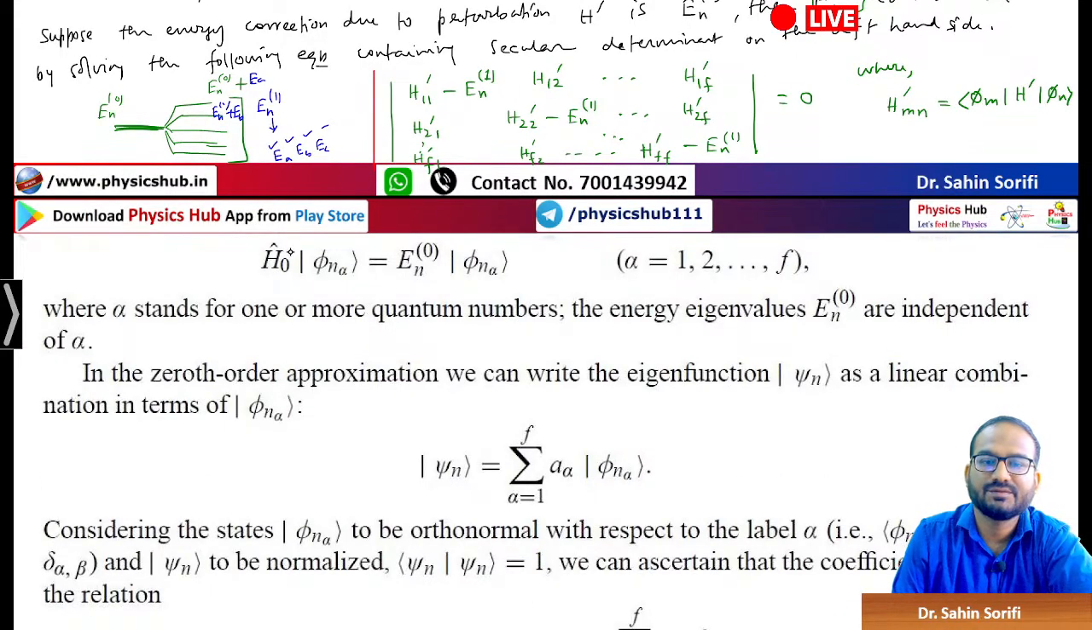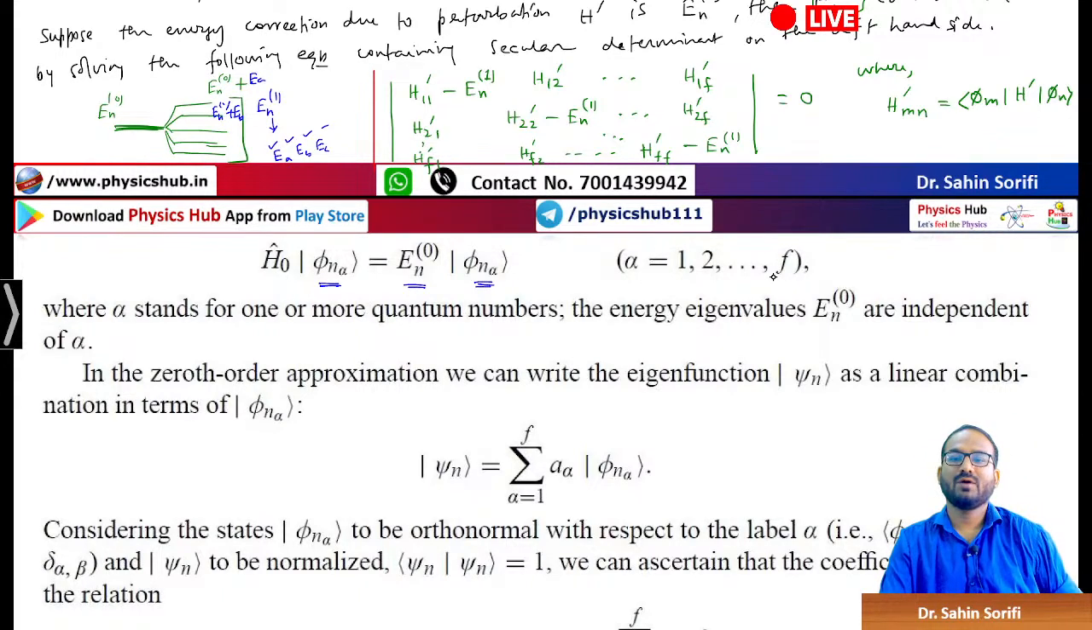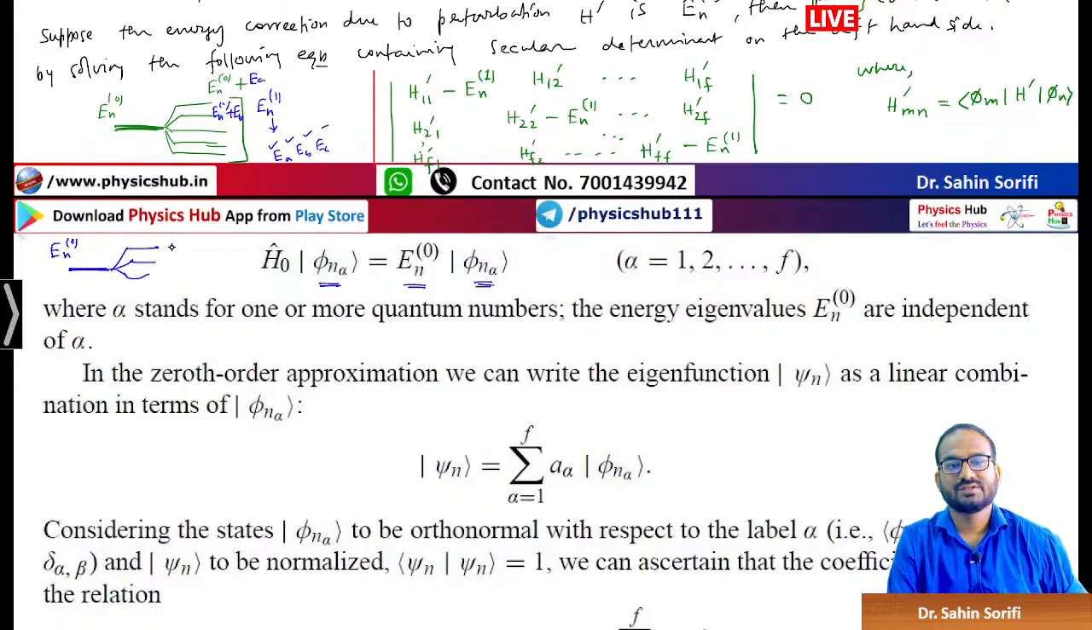H0, this is the unperturbed Hamiltonian. Phi n alpha, this is the unperturbed eigenstate. H0 phi n alpha equals En0 phi n alpha. Okay? Alpha equals 1 to f. Why? Because En0 was a degenerate state, so it has f number of states, as I told you. So phi n alpha is like phi n1, phi n2, phi n3 up to phi n f. Alpha stands for one or more quantum numbers. The energy eigenvalue En0 is independent of alpha.